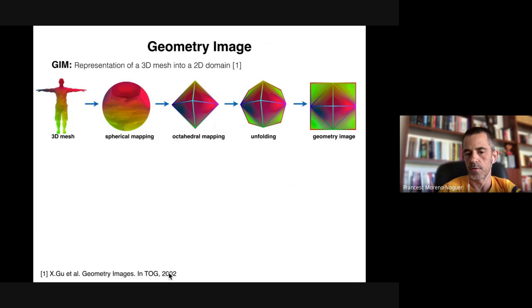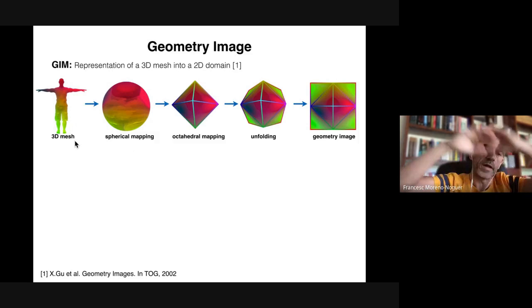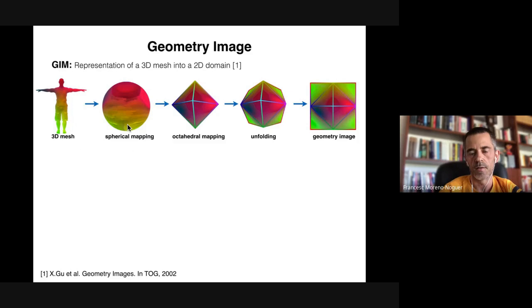Basically it's the following. Let's say that we have a 3D mesh, a complex 3D mesh of a dressed person, and what we want to do is to find an appropriate representation for this. So we represent this with a 2D domain representation, right? And how do we transform the 3D mesh to a 2D domain? We do this in different steps. First, there is a spherical mapping, that's an optimization approach. Basically, we inflate the 3D mesh of the person and project it on a sphere, right? Then this sphere is projected onto an octahedron, and then we cut the sides of the octahedron and unfold it. And when we do that, we can represent this 3D mesh with a geometry image.